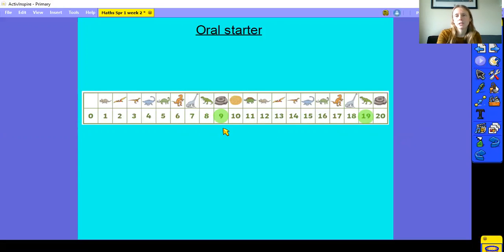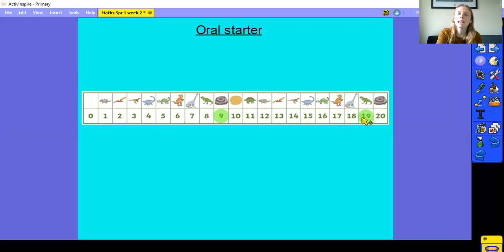The first thing we're going to do is count forwards. That means our numbers are going to be getting bigger. Let's start with our smallest number, and that is number 9. Off we go. 9, 10, 11, 12, 13, 14, 15, 16, 17, 18, 19.